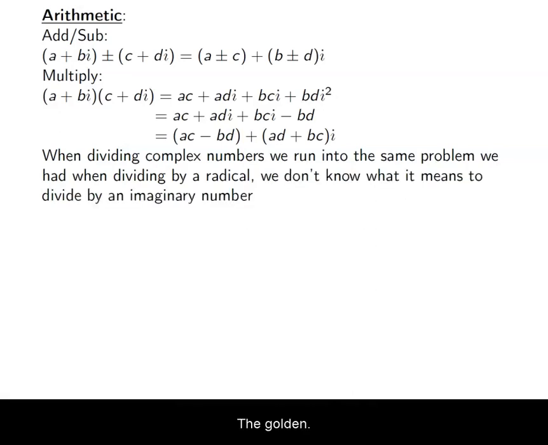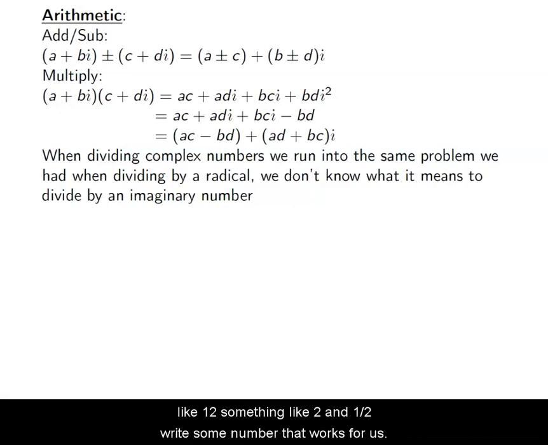So the goal then is to turn the denominator into something that we can work with, something that we do understand to divide by, something like 2, something like 12, something like 2.5, right? Some number that works for us.